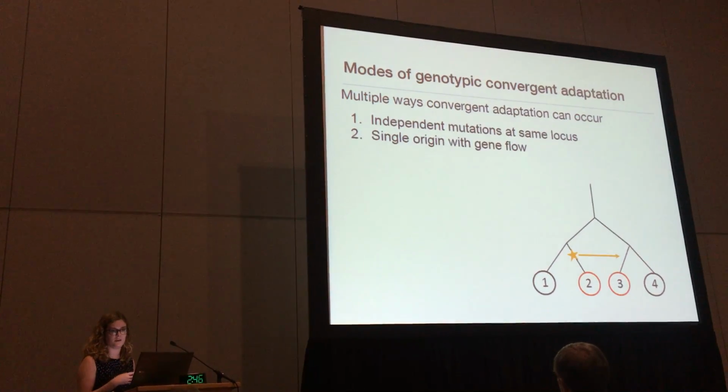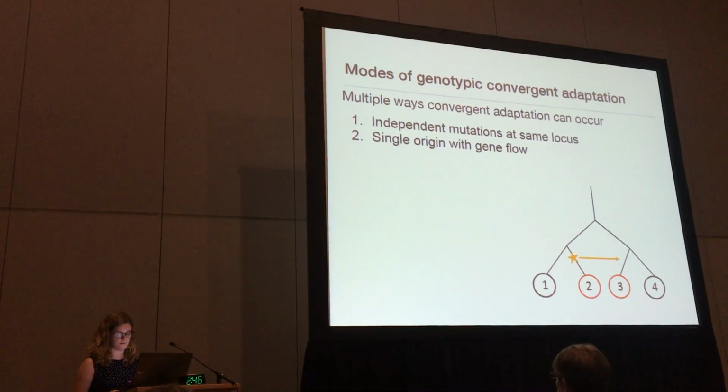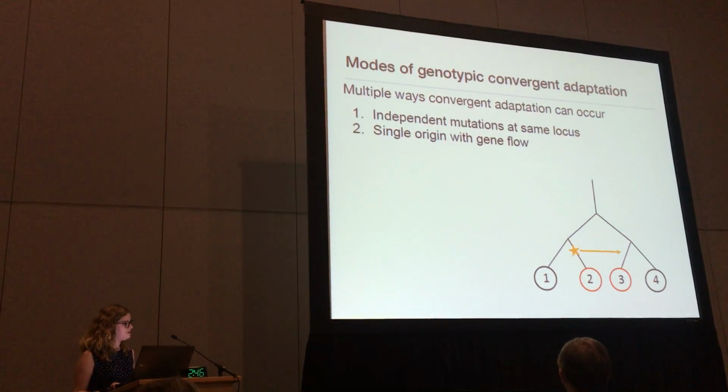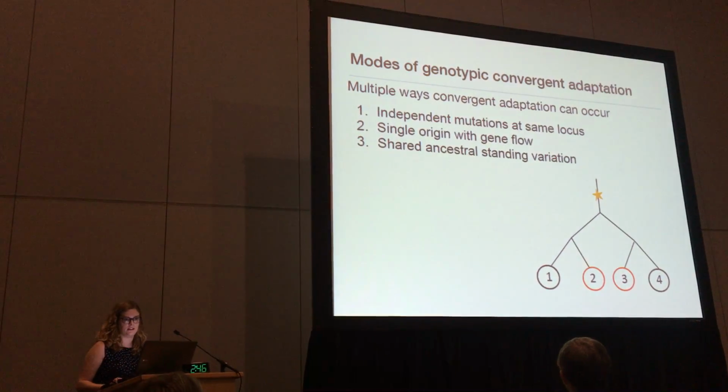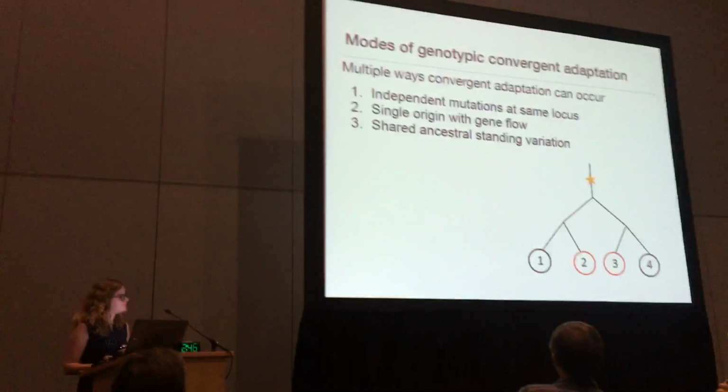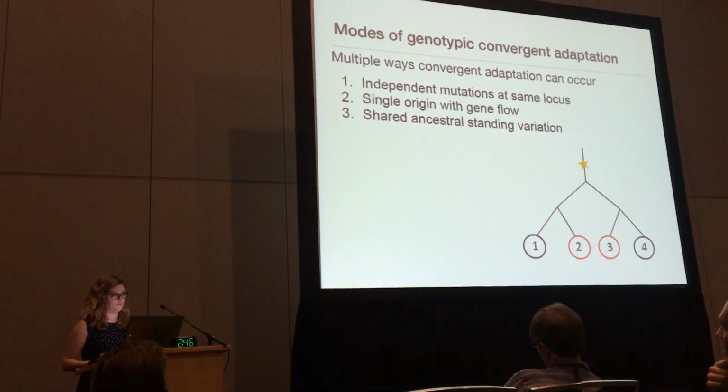Alternatively, migration can move the beneficial allele between selected populations. So here it's originating in population 2 and migrating into population 3. And lastly, selection can be acting on the same shared ancestral variation that's arising in the ancestor of the two selected populations.